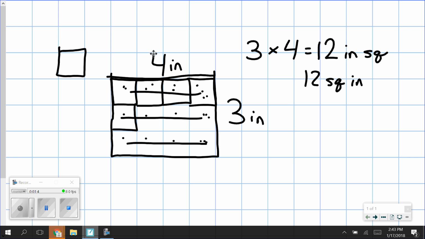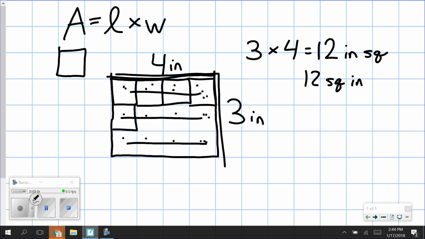So I can either count the squares inside the shape, or I can just say the length, which is 4, times the width, which is 3. So another way to think about it is to think of the equation area equals length times width, which is where we get the 4 times 3.